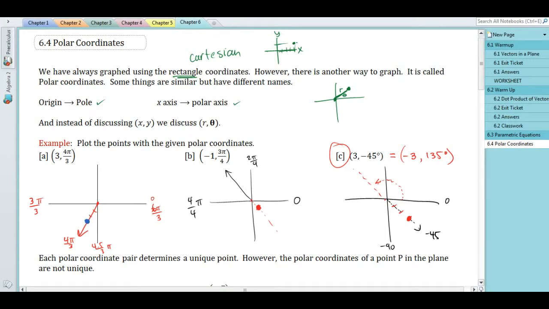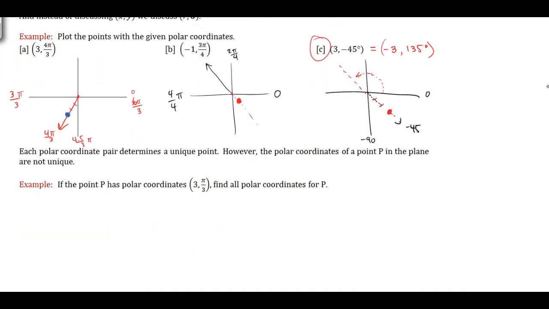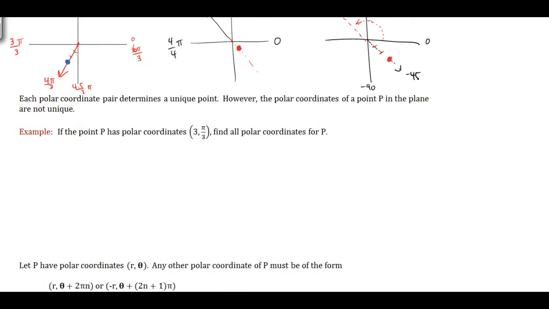Or let's add a full revolution, right? Why stop there? We could add a full revolution, or we could add 2 revolutions, and we could continue to give the same point different coordinates. So now you might notice, as I increase my screen, there are many ways to describe a point.